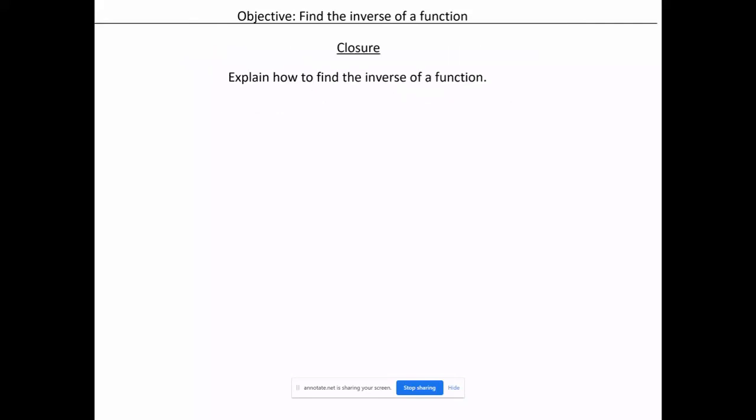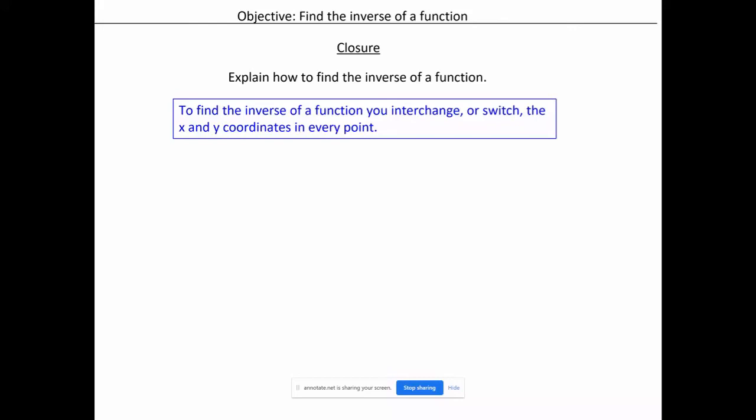For closure, explain how to find the inverse of a function. The main thing is you need to be able to recognize that to find the inverse of a function, you interchange or switch the x and y coordinates in every point. Okay, so now you should be able to finish the assignment on your own.